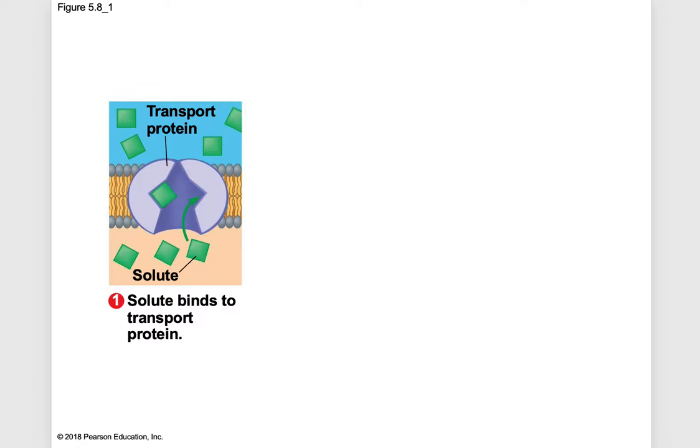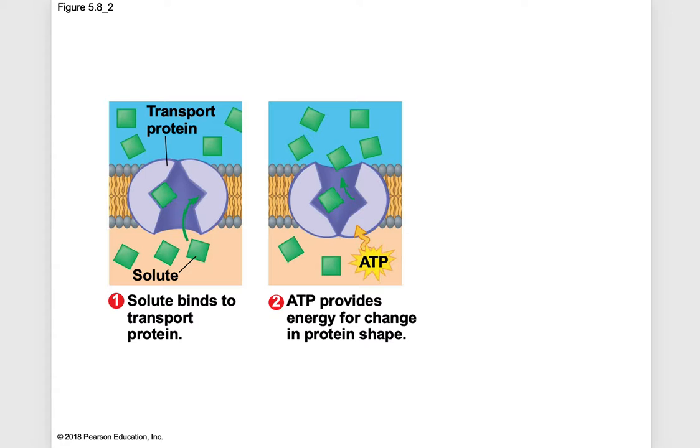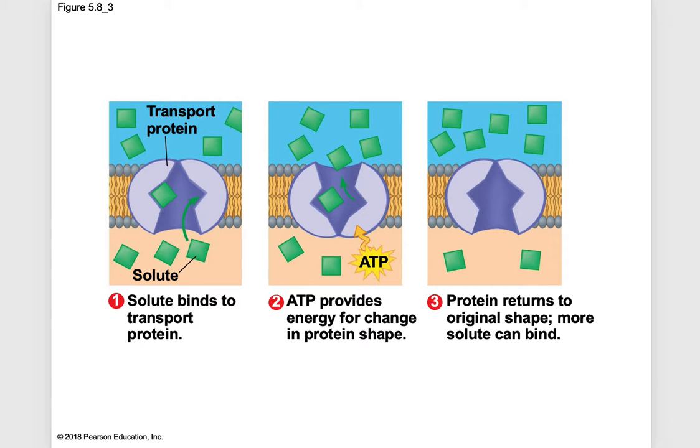Okay, so we have a multi-step process. For a transport protein, our solute is going to bind to the transport protein. ATP comes in and provides the energy needed for the protein to change shape. The protein then returns to its normal shape, and more solute can bind, after it releases the solute into the extracellular environment.